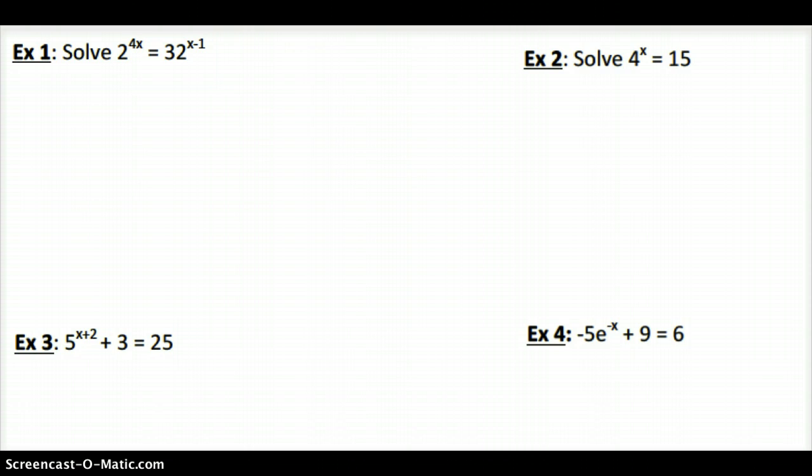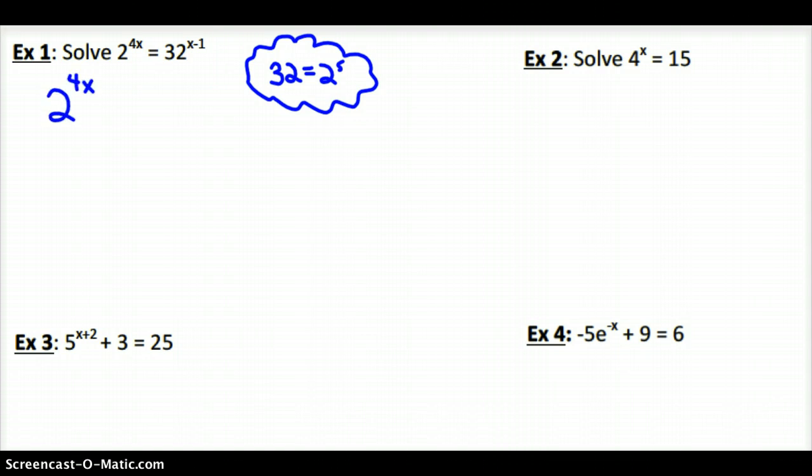Key thing with number 1 is we want to see if we can get the same base on each side. The base on the left side is 2. Right now the base on the right side is 32. But 32 is a power of 2. So off to the side here, a little thought cloud, 32 equals 2 to the 5th. So I'm going to rewrite: 2 to the 4x equals 2 to the 5th in place of 32, and then raising to the x minus 1 power.